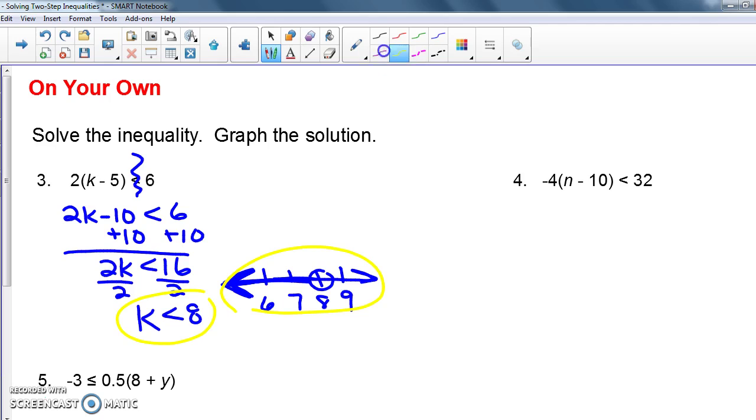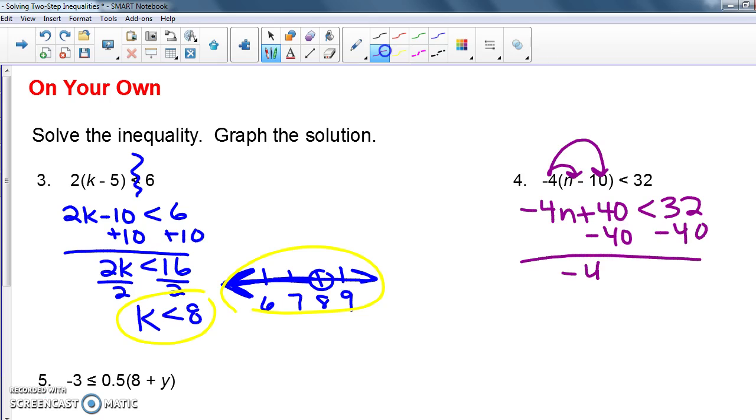If we look at number 4, I'm going to distribute the negative 4. Now when I distribute to here, I get negative 4n. When I distribute it to here, negative 4 times negative 10 is positive 40, is less than 32. Go ahead and subtract the 40 away, and I get negative 4n is less than negative 8.